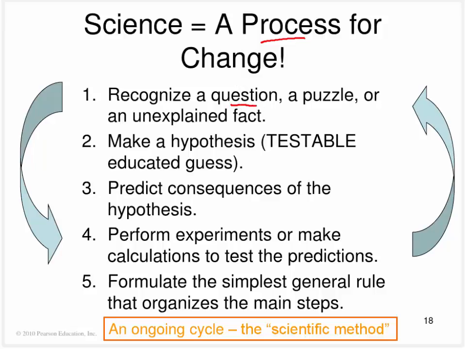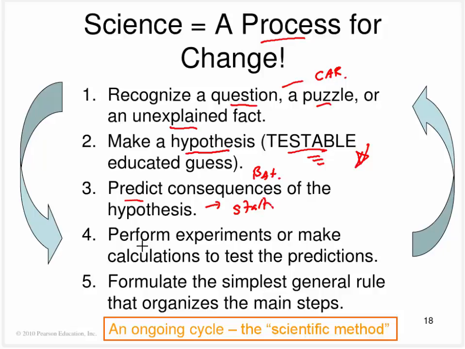So the first thing you want to do is recognize a question. So let's make a question right here. Suppose I have my car and my car won't start. So that's a question, a puzzle, or something that's unexplained. Then we have to make a hypothesis, and a hypothesis is a testable, underline that several times, testable educated guess. So for my car, let's just say that the problem is that the battery is dead. We're going to predict the consequences of the hypothesis. Okay, if I were to replace the battery or get a jump start, then my car will start.